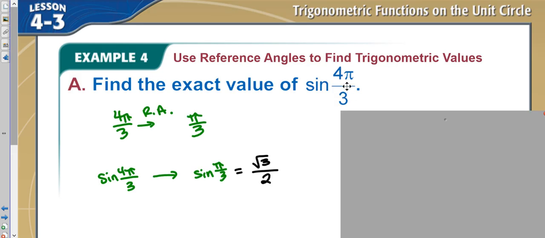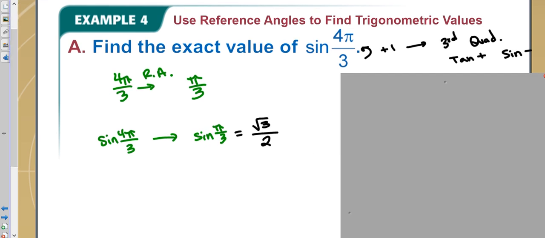Here, what do I mean by plus 1s? If you go from the denominator up, you'll see that 3 gets added 1. These are the plus 1s. So this is in the third quadrant, which means tangent is positive. Sine would then end up being negative. So sine's negative. My answer here is not going to be square root of 3 over 2. My final answer would be negative square root of 3 over 2 because of the quadrant location.